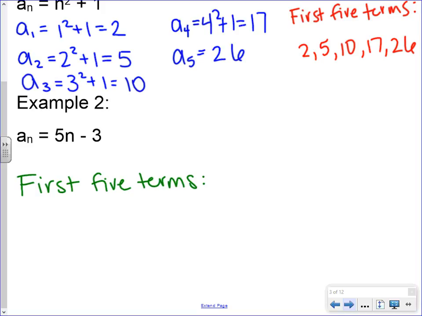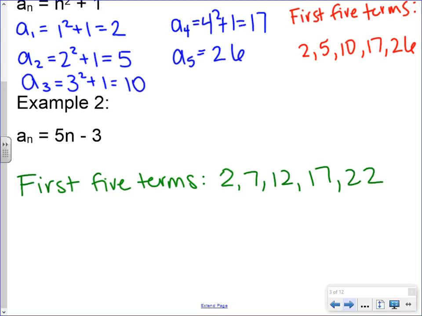Kanan, what do you have for your first 5 terms? 2, 7, 12, 17, 22. Give me a thumbs up if you agree with Kanan. Okay, thank you. Any questions? All right, now, that is very straightforward. Plug in 1, that's our first term. Plug in 2, that's our second term, etc.